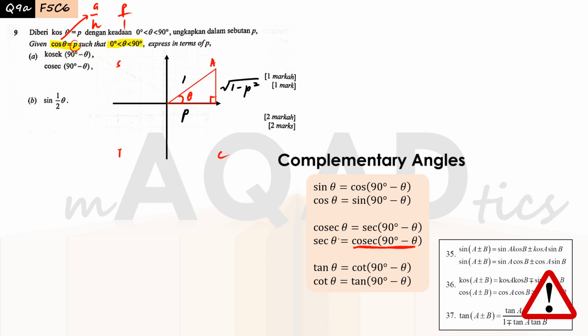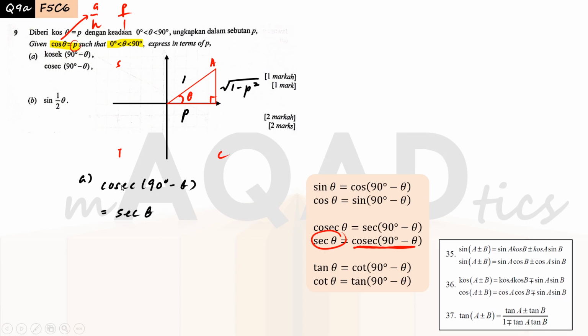Okay, so this means we can straight change it to secant theta, right? So we change it to secant theta, and we know that secant theta is the inverse of cos, right? So we can change it to 1 over cos theta, and we know that cos theta is equal to p, so we can straight change it to p, right?